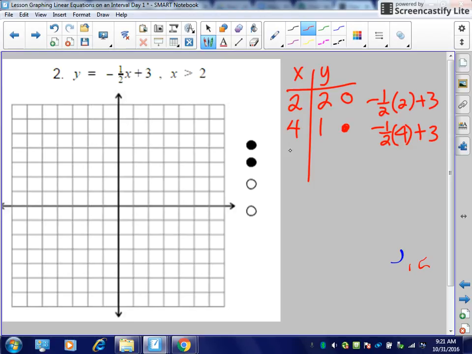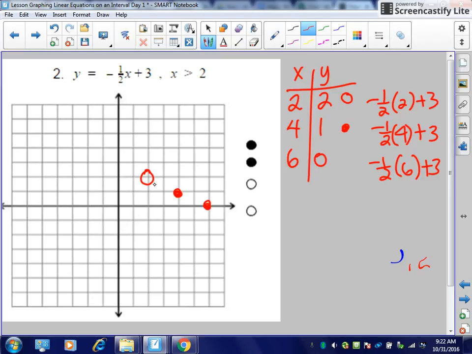And now I need another multiple. And so I'm going to pick 6. -1/2 times 6 plus 3. -1/2 times 6 is -3 plus 3 is 0. So I'm going to plot these points. So I'm going to go to 2, 2, which is right 2, up 2. And again, I'm putting an open circle there. And then I'm going to 4, 1. So right 4, up 1. That's going to be a closed circle. And then I have 6, 0. So I'm going to go right 6 and then not going up or down any.